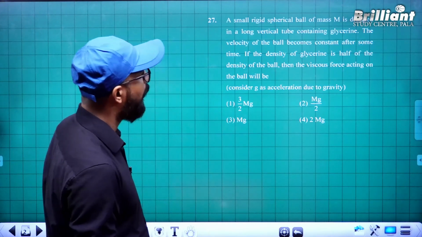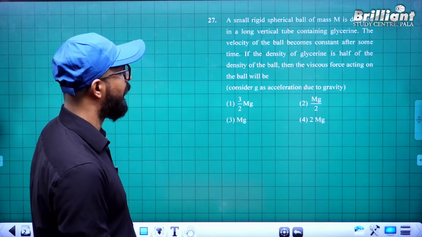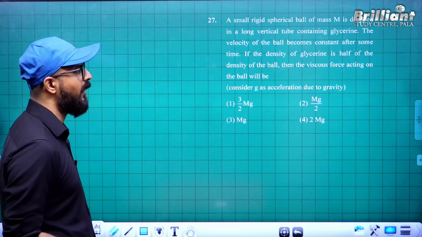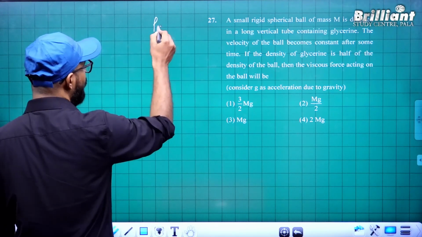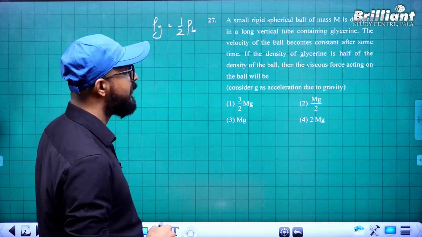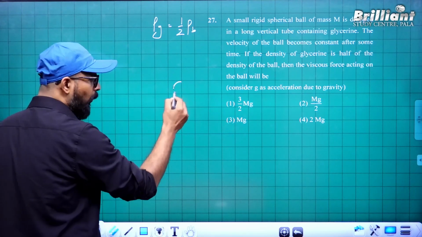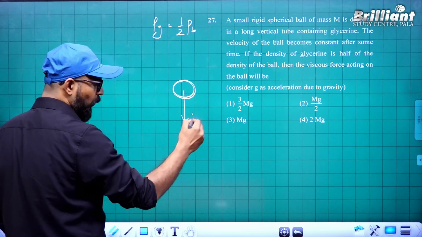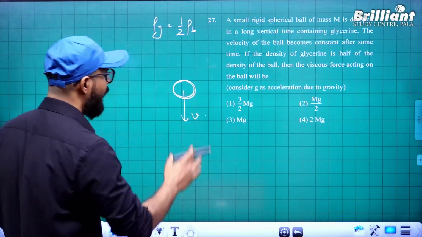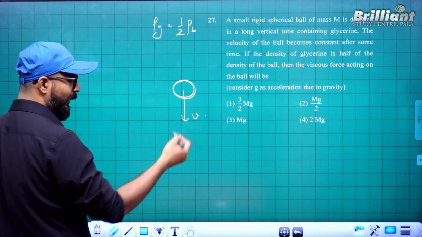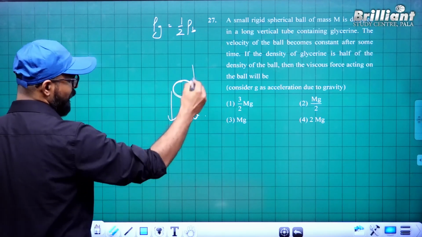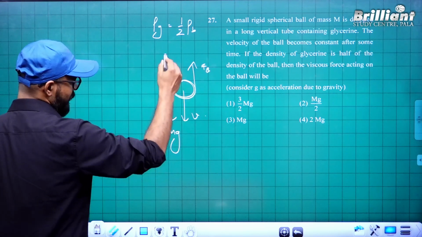A rigid spherical ball of mass m is dropped in a long vertical tube containing glycerin. The velocity of the ball becomes constant after some time. If the density of the glycerin is half of the density of the ball, then the viscous force acting on it will be. See, the moment you know that the ball is moving down with a constant velocity, it means that it is going to undergo a terminal velocity. That is going to be a terminal case. If it is a terminal velocity, then net force acting on the system should be 0. So what are the forces acting? Well, there is mg, there is buoyancy force, and there is viscous force.